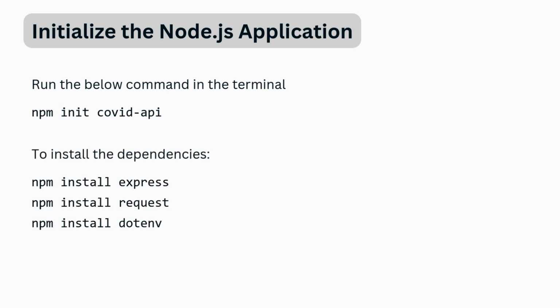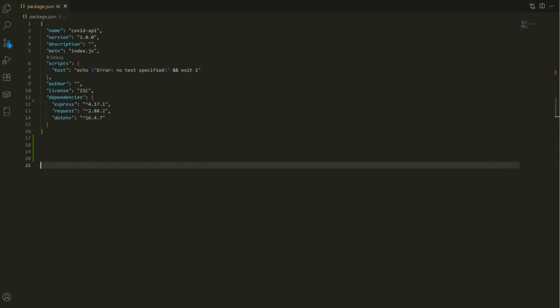It might take some time to install the packages. We need Express for running the server, Request to call the Rapid API, and .env to store the environment variables. Your package.json file should look something like the one shown on the screen. Once you have these packages installed, you are ready to move to the next section.